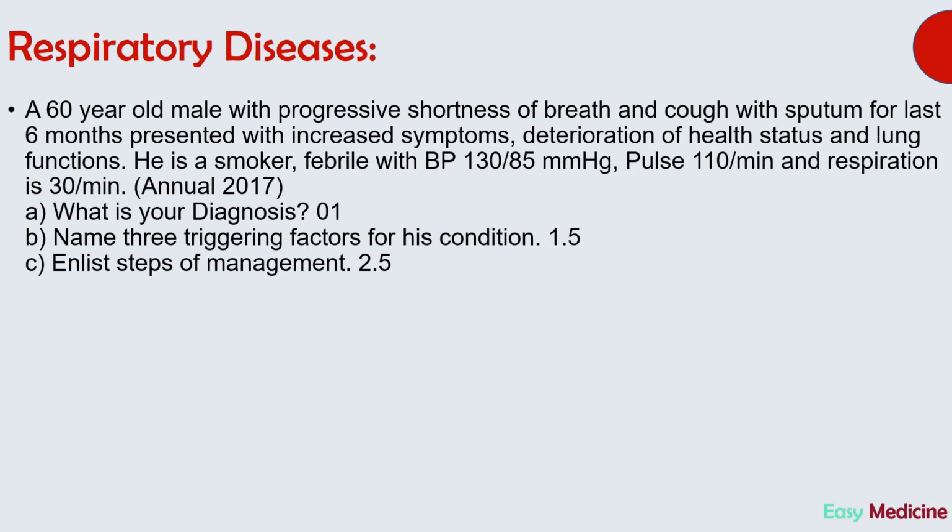The first question is, a 60-year-old male with progressive shortness of breath and cough with sputum for the last 6 months presented with increased symptoms, deterioration of health status and lung functions. He is a smoker, febrile, with blood pressure of 130/85, pulse 110 per minute, and respiratory rate of 30 per minute. This question was in annual examinations of 2017. The first part of this question is, what is your diagnosis? Next is, name 3 triggering factors for his condition. Next is, list steps of management.